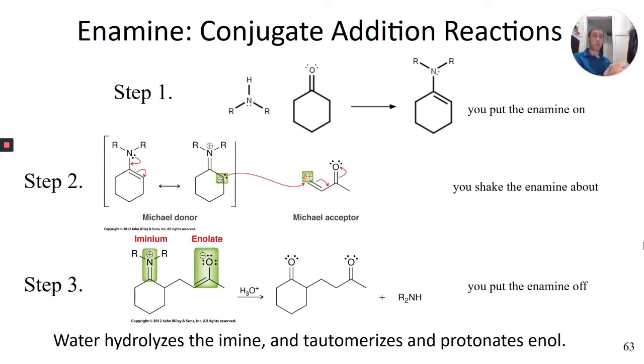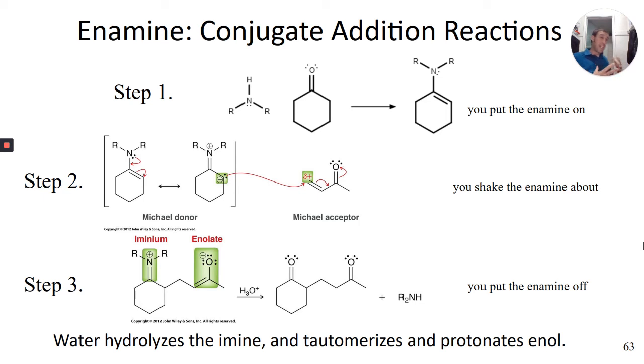Now I can go through and run the 1,4. Okay? So step one, make the enamine. Step two, use the enamine to do a 1,4 reaction. Step three, eject the enamine by reacting with water. Okay? So you get those 3 steps.